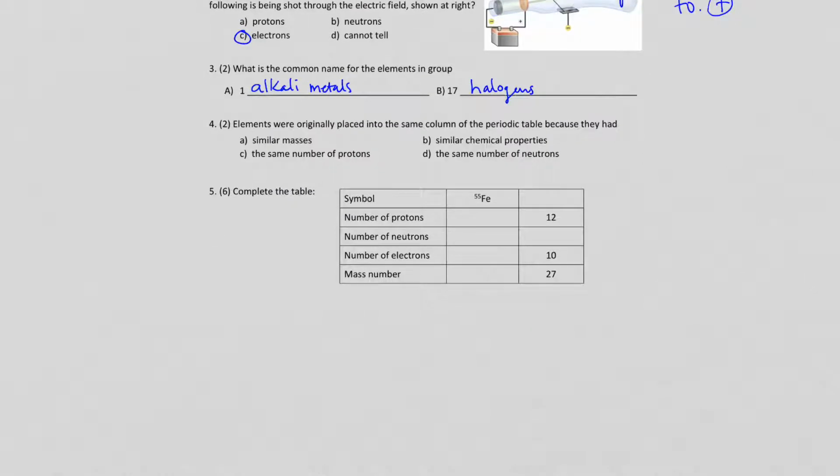Moving on. Elements were originally placed into the same column or group on the periodic table because they had similar masses, same number of protons, same number of neutrons, or similar chemical properties. Let's be real. The only reasonable answer in this is B. And that is because as we move up in atomic number, we move up in protons, which means we move up in mass, which means we also move up in the number of neutrons. So that kind of rules out A, D, and C right off the bat.